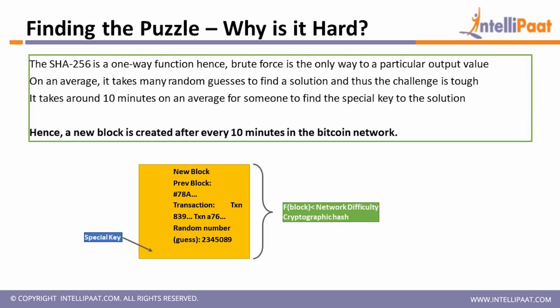It takes around 10 minutes on average for someone to find the special key for the solution. Since it has 256-bit key combinations, it takes much time, resources and computation power to find the result. Hence, a new block in the Bitcoin example is generated every 10 minutes, not before that. So this is how proof of work actually helps.